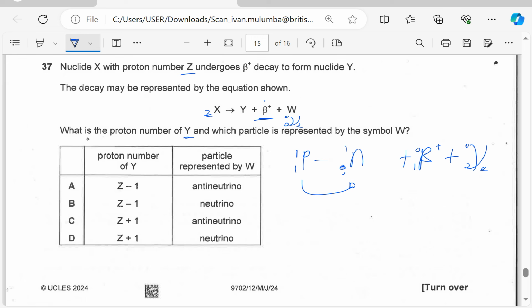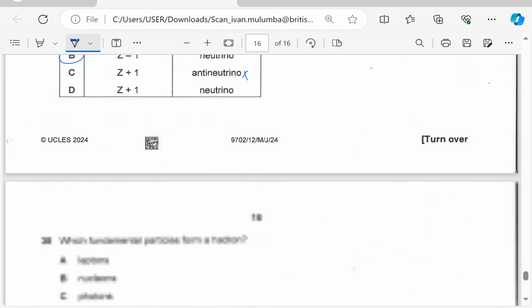And the particle W is automatically a neutrino. This one is wrong for antineutrino, but we only have a beta plus when a proton becomes a neutron. So I can add here Y if I want. So the answer is automatically going to be B. Proton number reduces by 1, and this is accompanied by a neutrino.